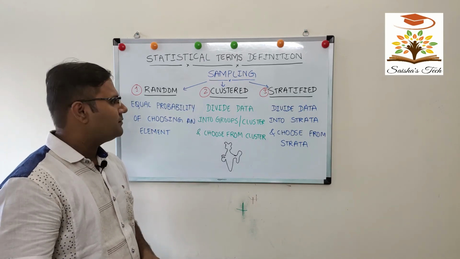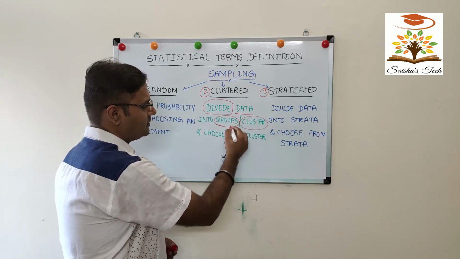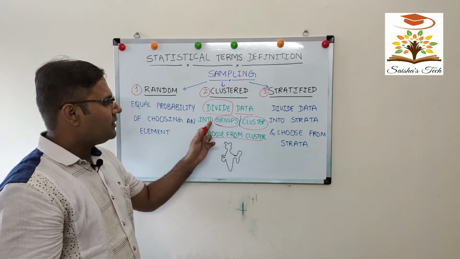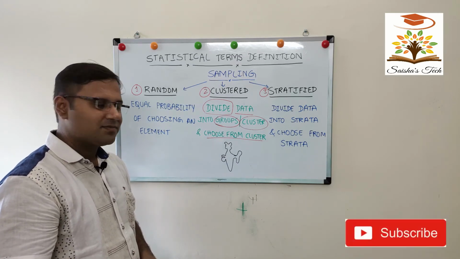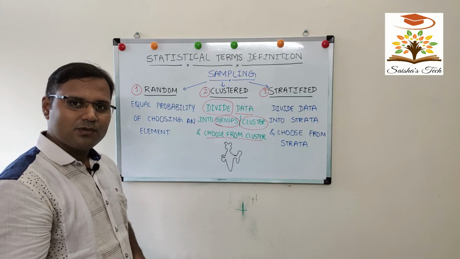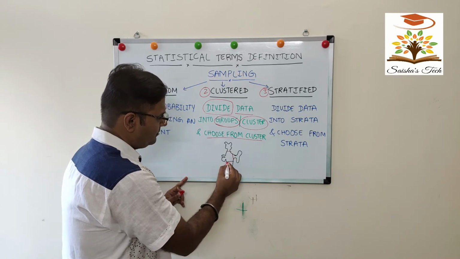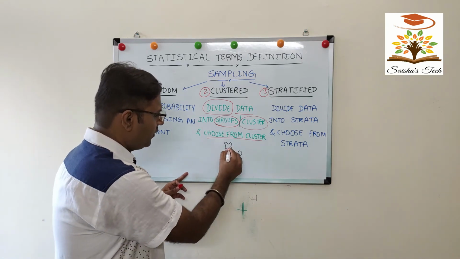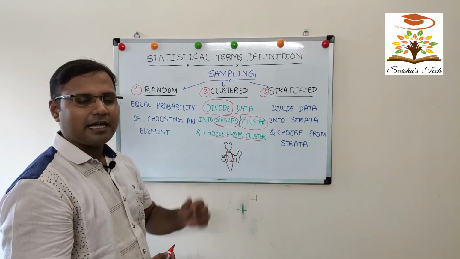In cluster type of sampling, you divide the data into groups or clusters and choose from each cluster. Here, dividing of the data into groups is mainly done through geographical conditions. Example, if you divide the map of India into different zones like North region, West region, South region, East region and Central, and choose samples from each of the regions, then that type of sampling is called as cluster type of sampling technique.